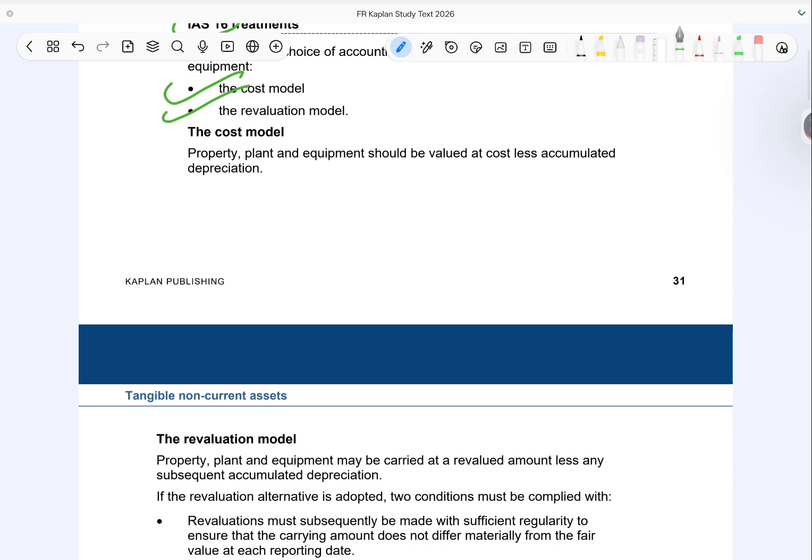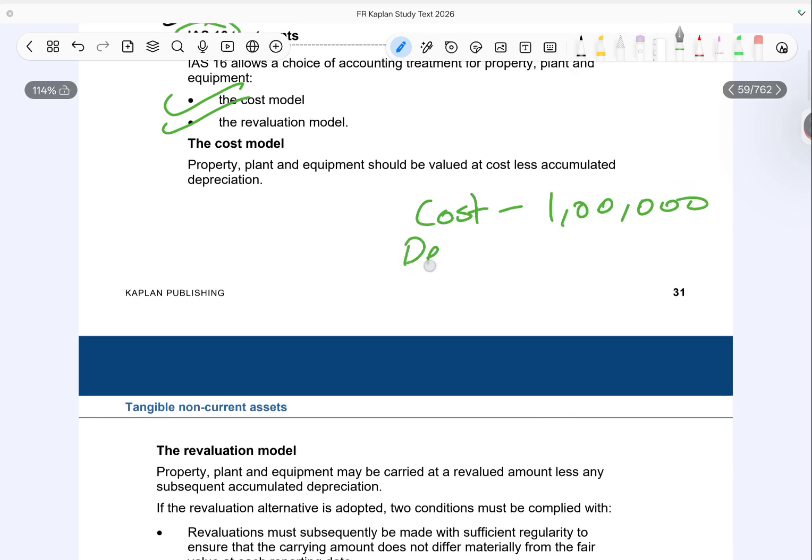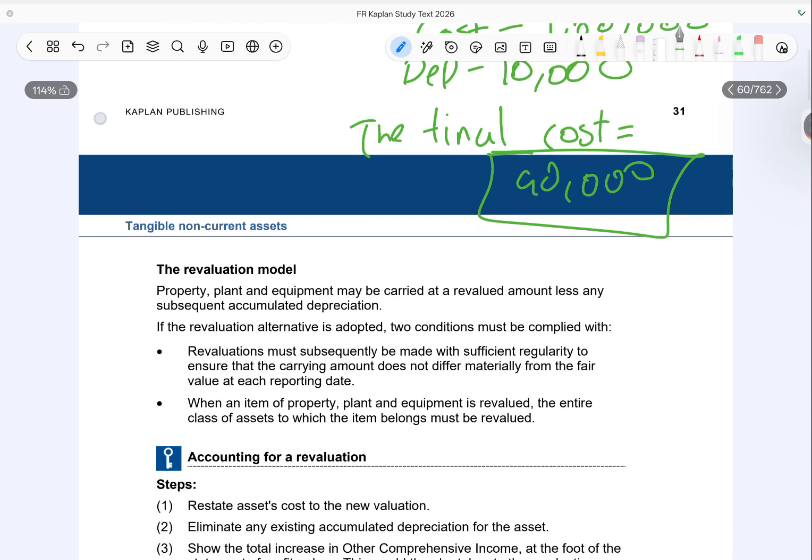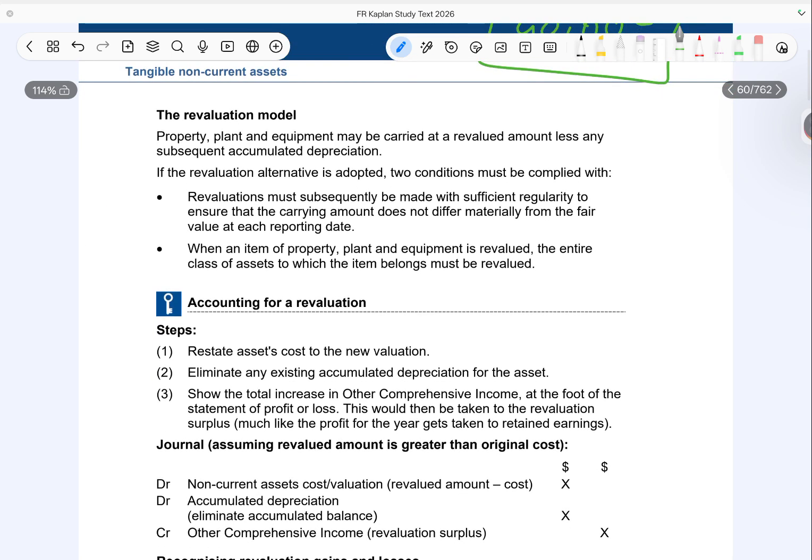So this model is pretty easy. It should just be valued at your cost. Maybe the cost is 1 lakh and the depreciation is for 10 years. So for 10 years our per year depreciation will be 10,000. So the final cost will be 90,000. It's simple, it should be carried at this value for the next year. This is the cost model, it's very simple.